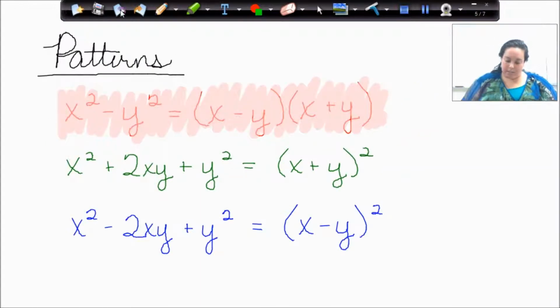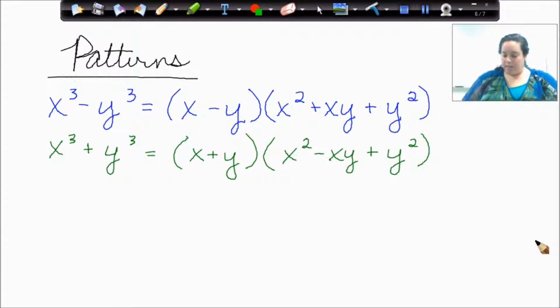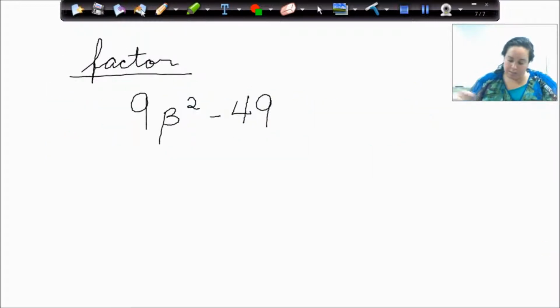The other ones on this page, I do expect you to be able to factor this, but I don't expect you to memorize these two formulas. The top one you should memorize because we use it often. So you may want to take a screen capture, especially of this page, or maybe even of this page, so that you can reference it whenever you're doing your homework. All right, let's move on.